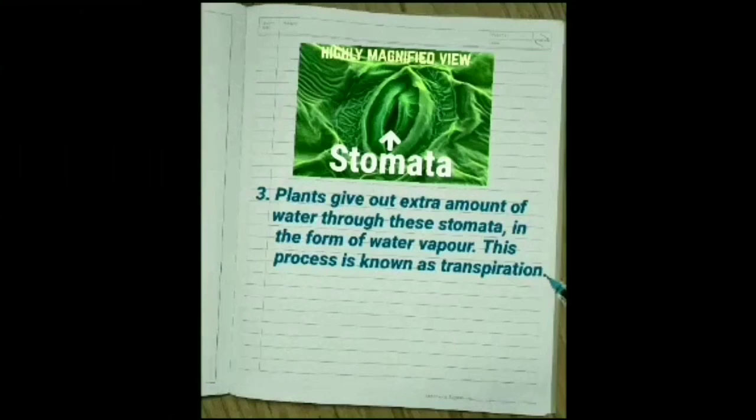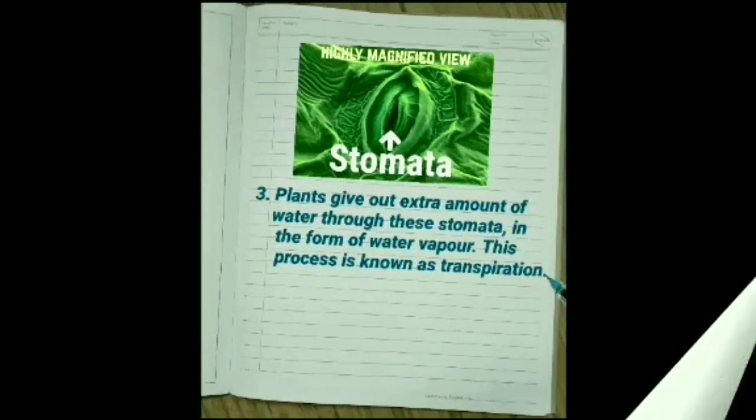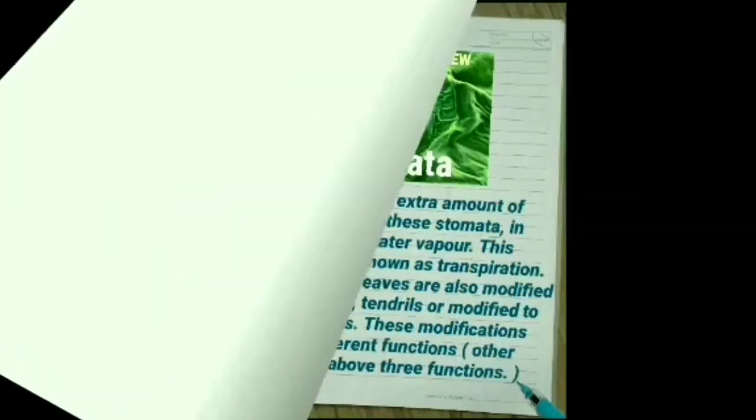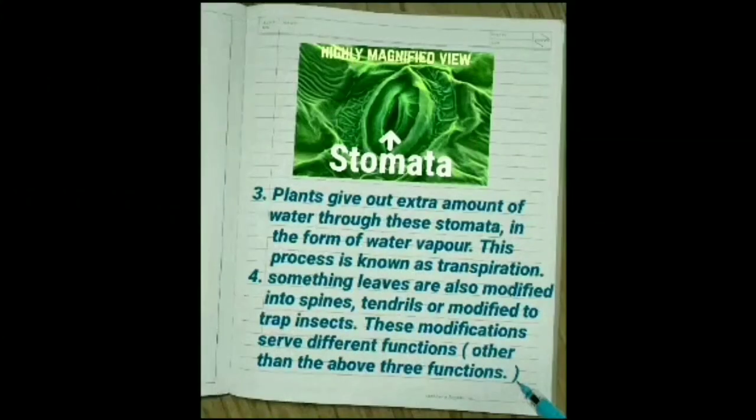Plants give out extra amount of water through the stomata in the form of water vapor. This process is known as transpiration. Point number 4. Sometimes leaves are also modified into spines, tendrils, or modified to trap insects. These modifications serve different functions other than the above three functions.